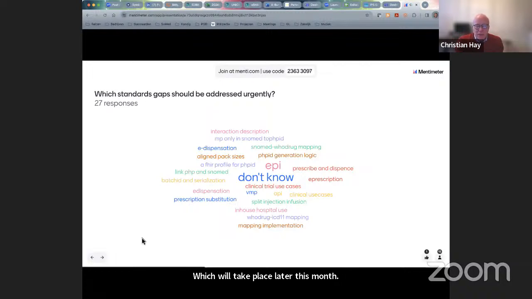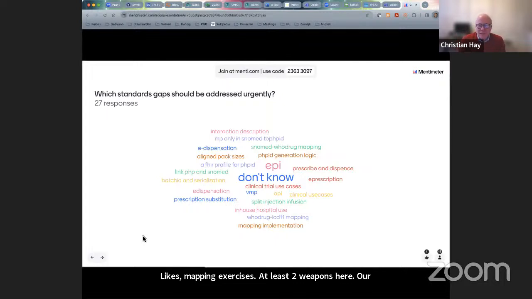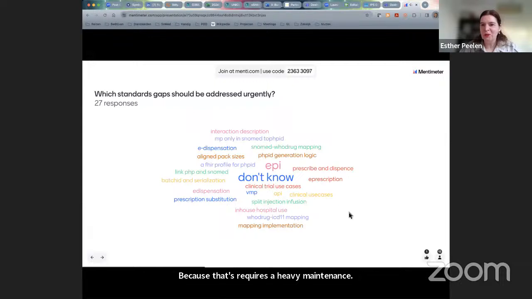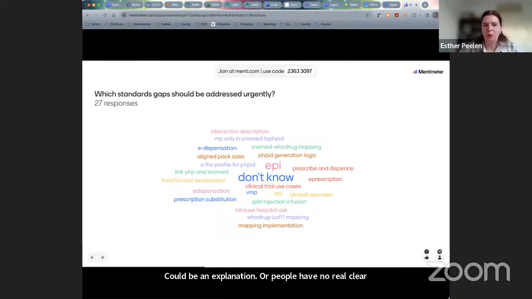Obviously, one of our participants today likes mapping exercises. We have at least 2 mappings here. Our experience is not necessarily that mapping is an optimal thing, because that requires heavy maintenance. And the "don't know" in the middle stays there quite substantially. So I'm just wondering what that means. Either people will think there are no gaps, maybe, could be an explanation, or people have no real clear view, maybe, on what could be the potential gaps. And also for that, having a look at the available gap analysis could help maybe to get a clearer view on that. At least the gaps that we have identified so far, of course.